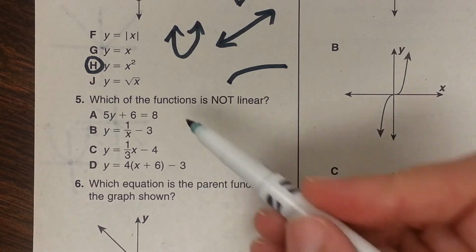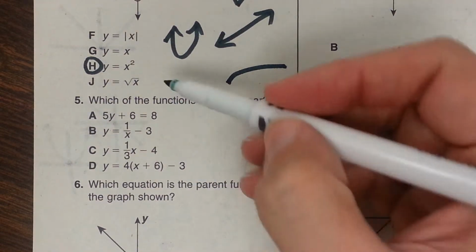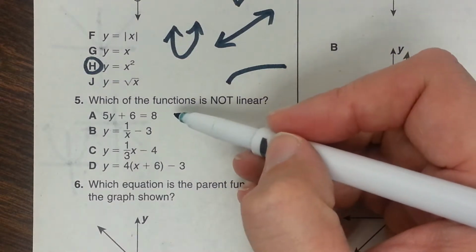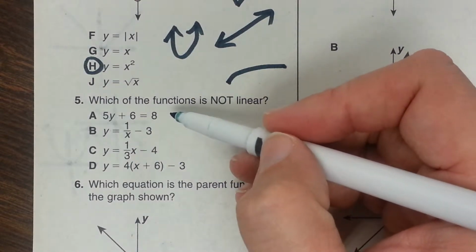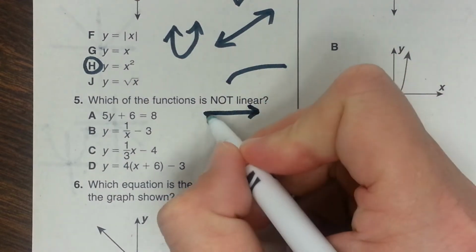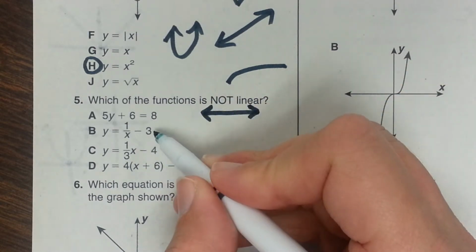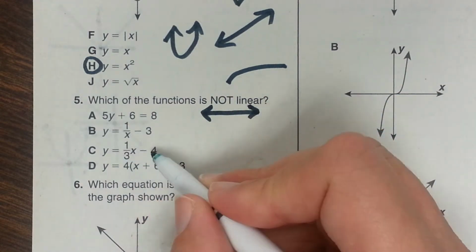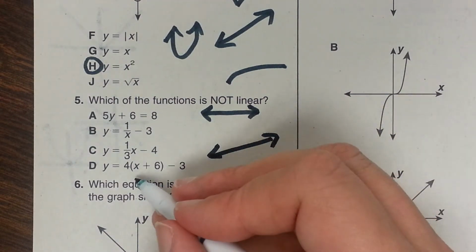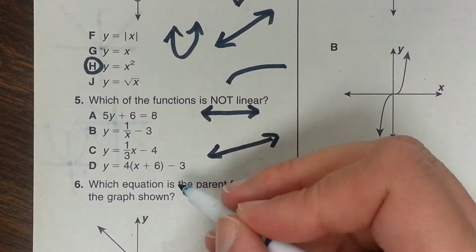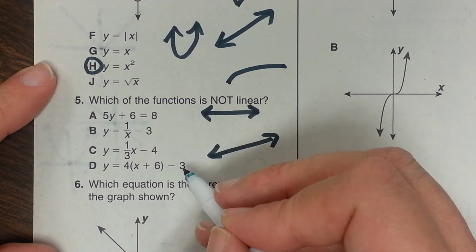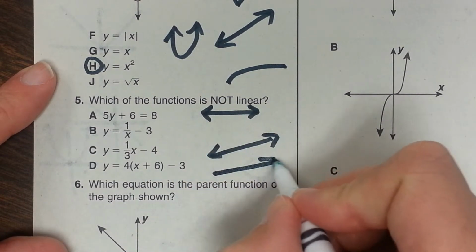Number 5, which of the functions is not linear? So I start looking to see what all I've been given. This one is 5y plus 6 equals 8. There's no x in it. I think originally there was supposed to be, but there's not. This does give us a horizontal line if we solve for y. We'll come back to this one. This one looks like slope-intercept form, so I know that it's going to give me a line. And this one is very similar to point slope form, except the y1 has been moved to the other side. So I know that this one's also going to give me a line.